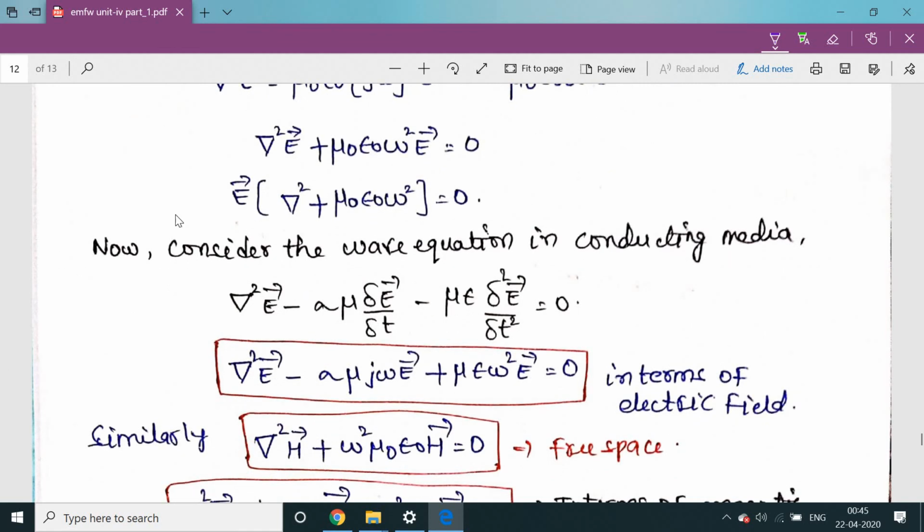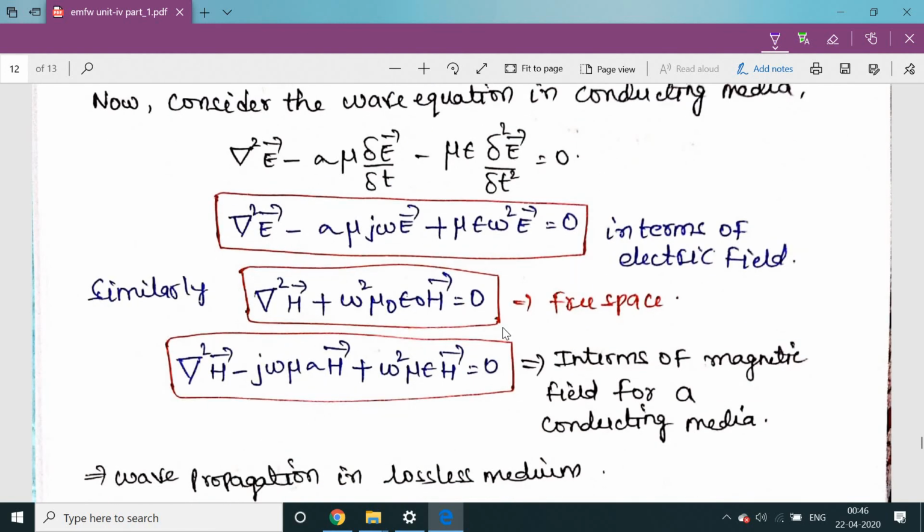Now if you consider a wave equation in a conducting medium, it is del square E minus sigma mu dou E by dou t minus mu epsilon dou square E by dou t square. We know dou by dou t is equal to j omega, and dou square by dou t square is equal to minus omega square. So minus omega square, here it will become plus. Now this is the equation in terms of the electric field.